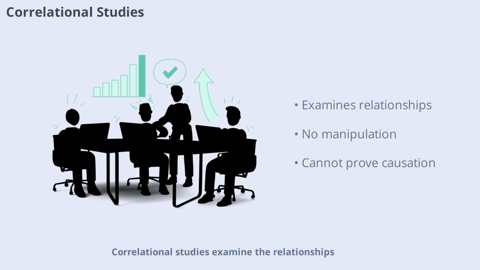Correlational studies examine the relationship between variables without manipulating them. For example, researchers might explore whether there's a link between students' study habits and their academic performance. While these studies can reveal important associations, they cannot establish causation. It's possible that a third variable influences both factors. Despite this limitation, correlational research is valuable for identifying trends and generating hypotheses for further study. It's widely used in educational psychology to explore complex relationships in natural settings.